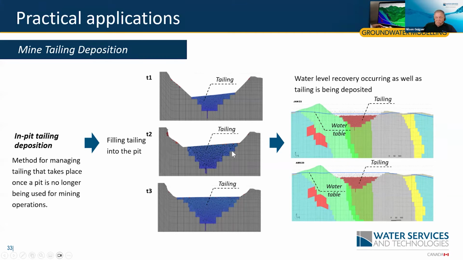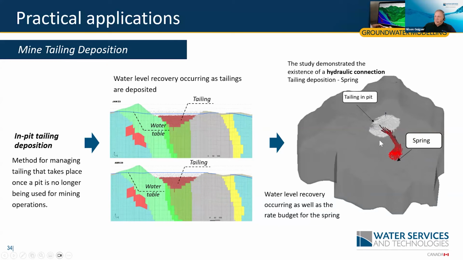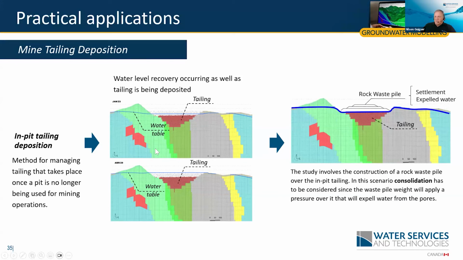And then you can use the models to predict and manage how you're going to turn off the dewatering systems according to the tailing filling. And then you predict the water table going up. In this case, the tailing was going to be put here, there was a spring here, and it was identified that this spring was very connected to the tailing. In this case, the study also involved optimizing the usage of space after putting the tailing, and putting in a rock waste pile. In fact, rock waste and more tailing in between the big rocks, so that the space is totally used.